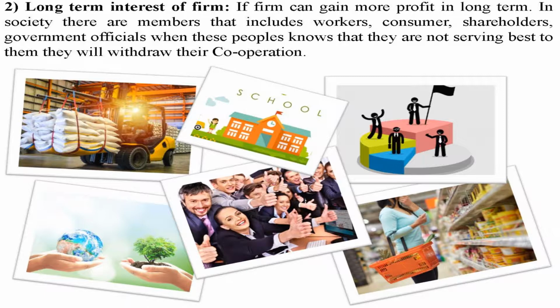Long-term interest of a firm. If the firm can gain more profit in the long term, society's members include workers, consumers, shareholders, government officials. When these people know that they are not being served well, they will withdraw their cooperation. We need to ensure that these community members, workers, consumers, shareholders, government officers and others get the best service, which will satisfy them and improve the business in the long term.